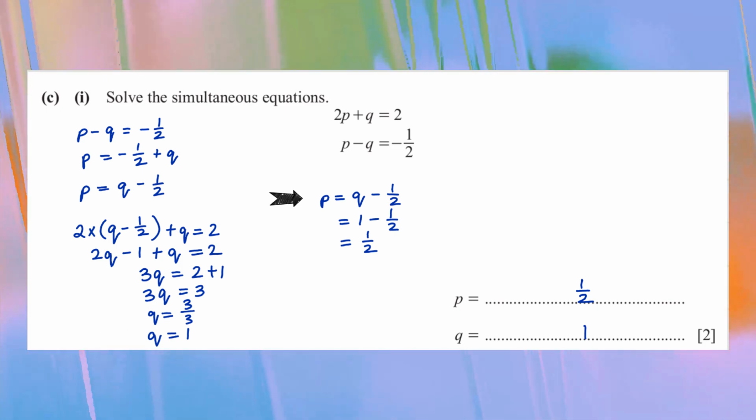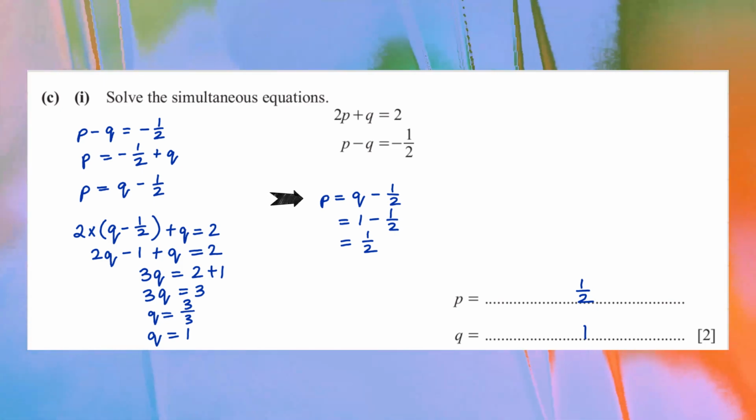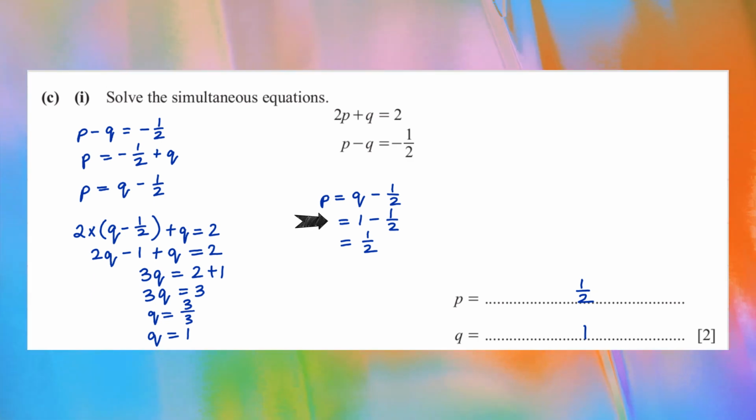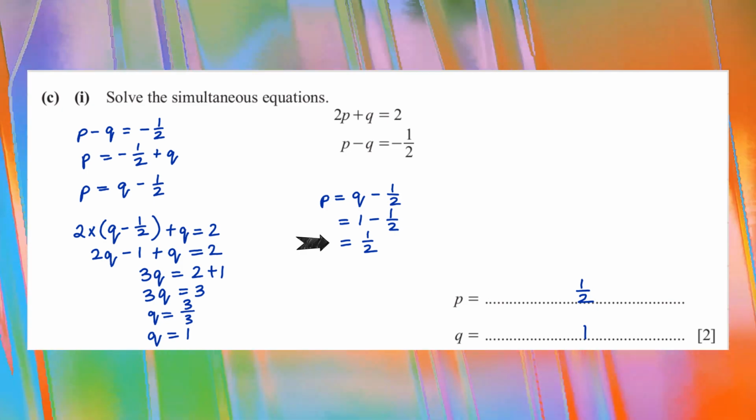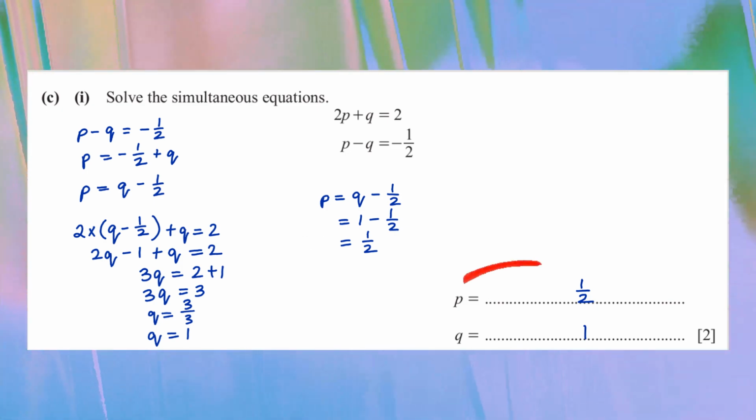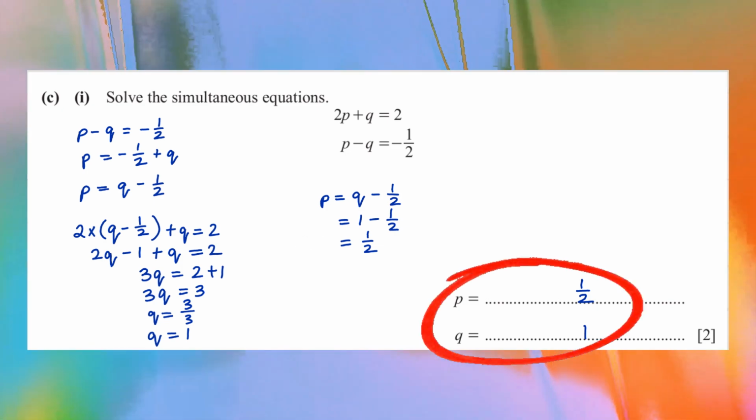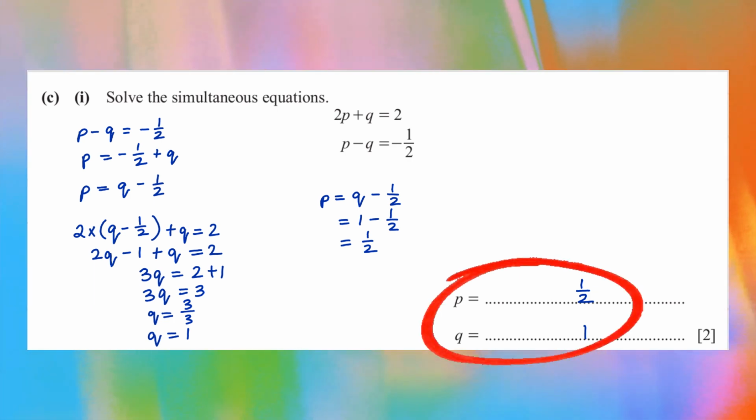Next, to find p, we substitute 1 in place of q in this rearranged equation. This gives us 1 minus 1 over 2, which is 1 over 2. So p equals 1 over 2. Therefore, the answer is p equals 1 over 2 and q equals 1.